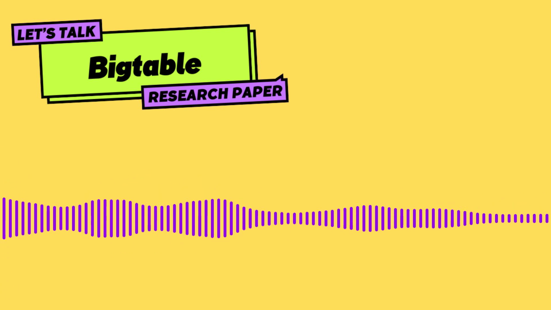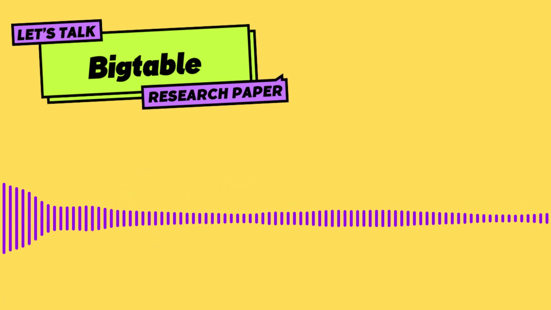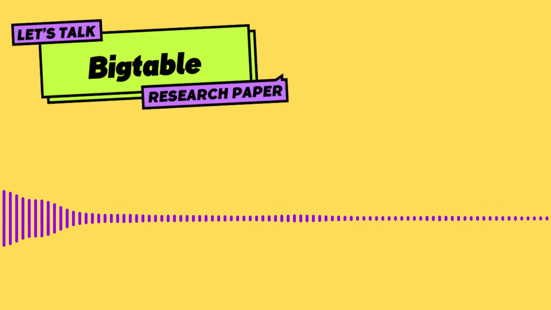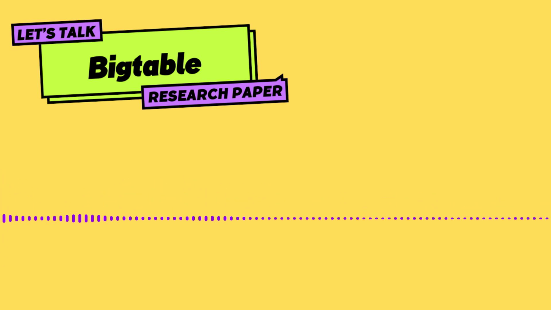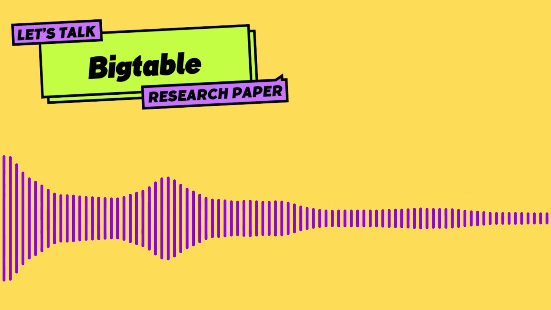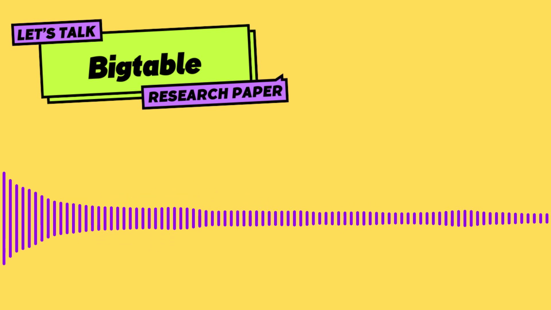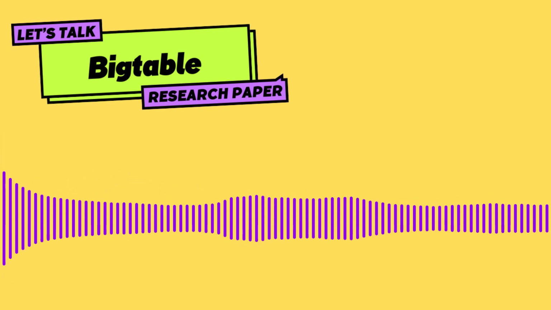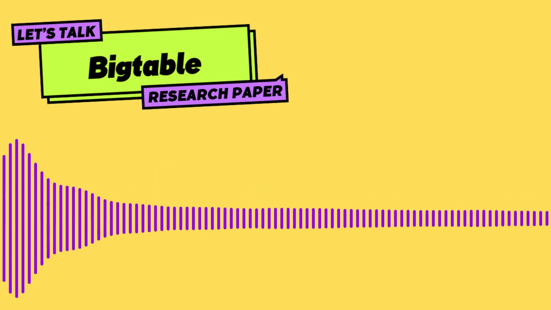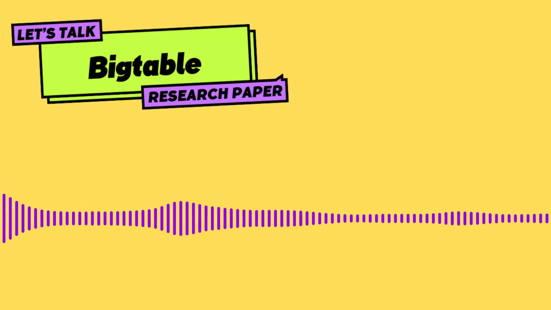Exactly. This root tablet then points to all the tablets in a special metadata table. Each entry in this metadata table then points to a set of user tablets. Those are the actual chunks of data you're ultimately looking for. So it's like going from the main library catalog to a specific section's catalog, then finally to the shelf where your book is. Exactly like that. But it gets even smarter.